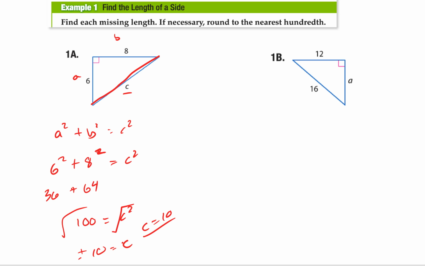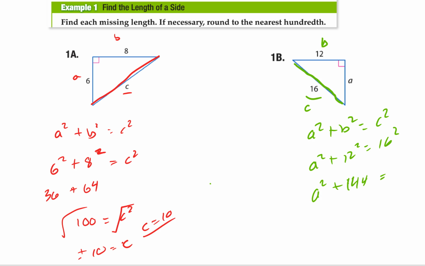So first thing I'm going to do is figure out the hypotenuse. Here's the right angle, so here's the hypotenuse. That is C, that is the most important part, because A and B don't matter. That's A, this must be B. So we can set it up, right? A squared plus B squared equals C squared. A squared plus 12 squared equals 16 squared. A squared plus 144 equals 256. You can use a calculator.